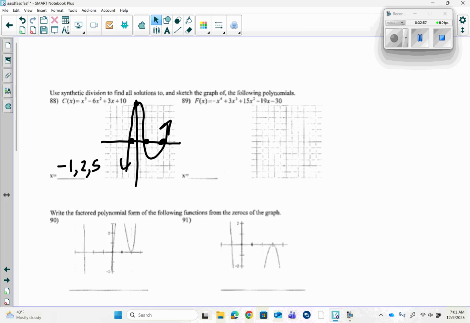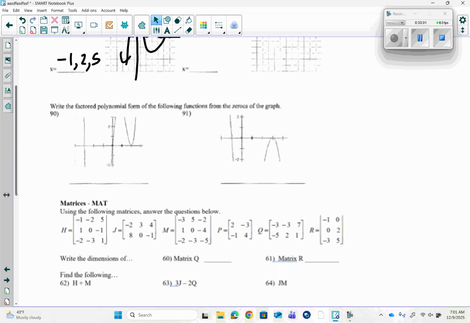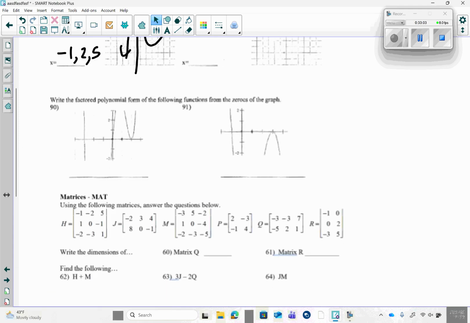Okay, do the same one on number 89 using your graphing calculator. You can sketch it. Write the factored polynomial functions and zeros on the graph. So this looks like -3. This looks like a 0. We have a bounce here at 2. So I'm going to get x plus 3. And then x at 0, so just an x there. I have a bounce there at 2, so that's x minus 2 quantity squared.